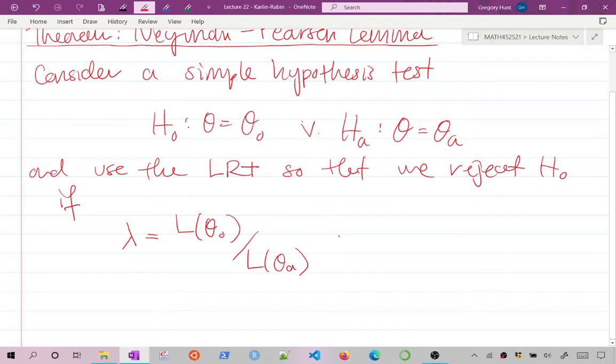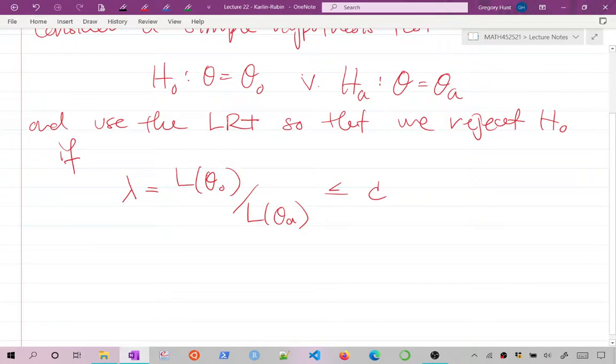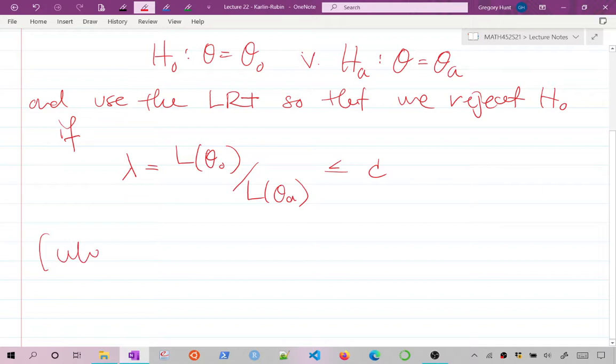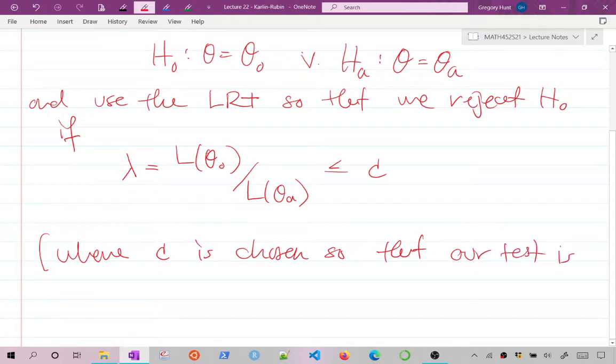So this is a review of last time. And we'll reject if this thing is less than or equal to some value c. And our commentary is that we choose c so that our test is size alpha. What that means in this case is that since we only have one possibility under the null hypothesis, the probability when theta is theta naught that we reject, which is that lambda is less than or equal to c, is going to be alpha.